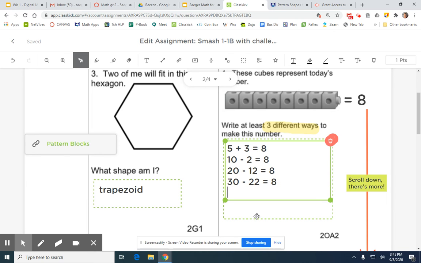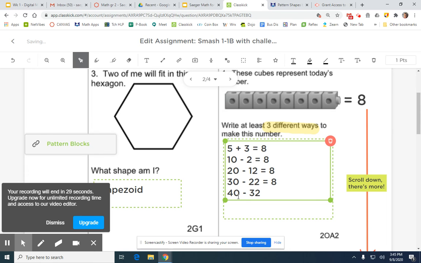So now you predict what would come next. Well, let's look at the pattern. It went 10, take away 2, 20, take away 12, 30, take away 22. So it would be 40, take away 32 equals 8.